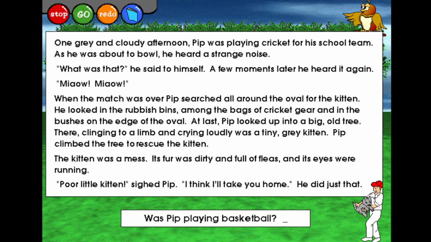If you think the answer is yes, type Y. And if you think the answer is no, type N. One grey and cloudy afternoon, Pip was playing cricket for his school team. As he was about to bowl, he heard a strange noise. What was that? he said to himself. A few moments later, he heard it again. When the match was over, Pip searched all around the oval. He looked in the rubbish bins, among the bags of cricket gear, and in the bushes on the edge. At last, Pip looked up into a big old tree. There, clinging to a limb and crying loudly, was a tiny kitten.